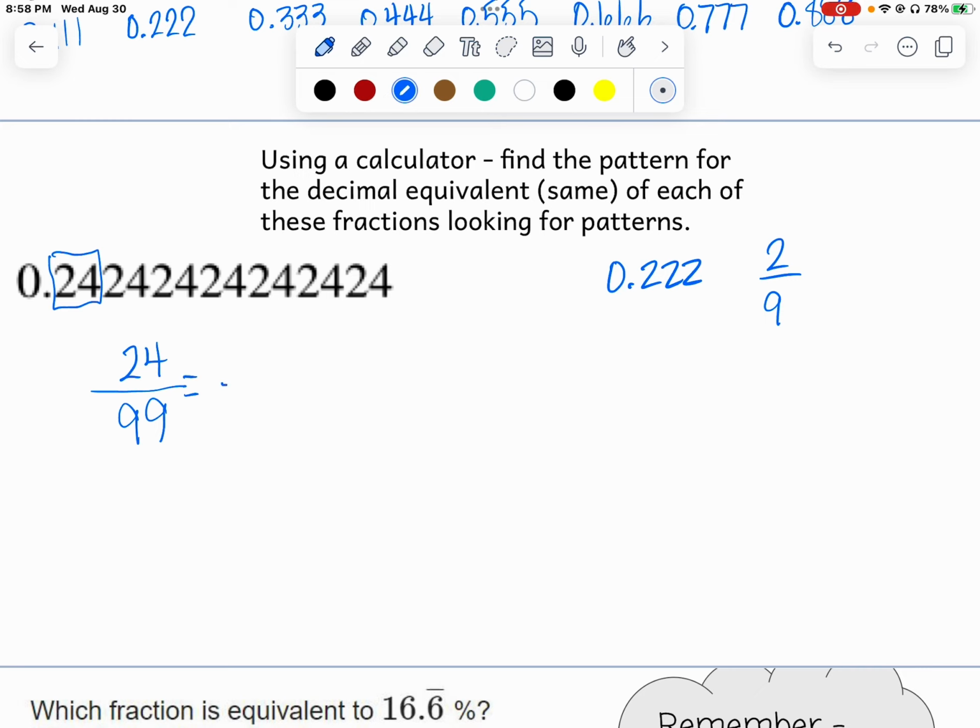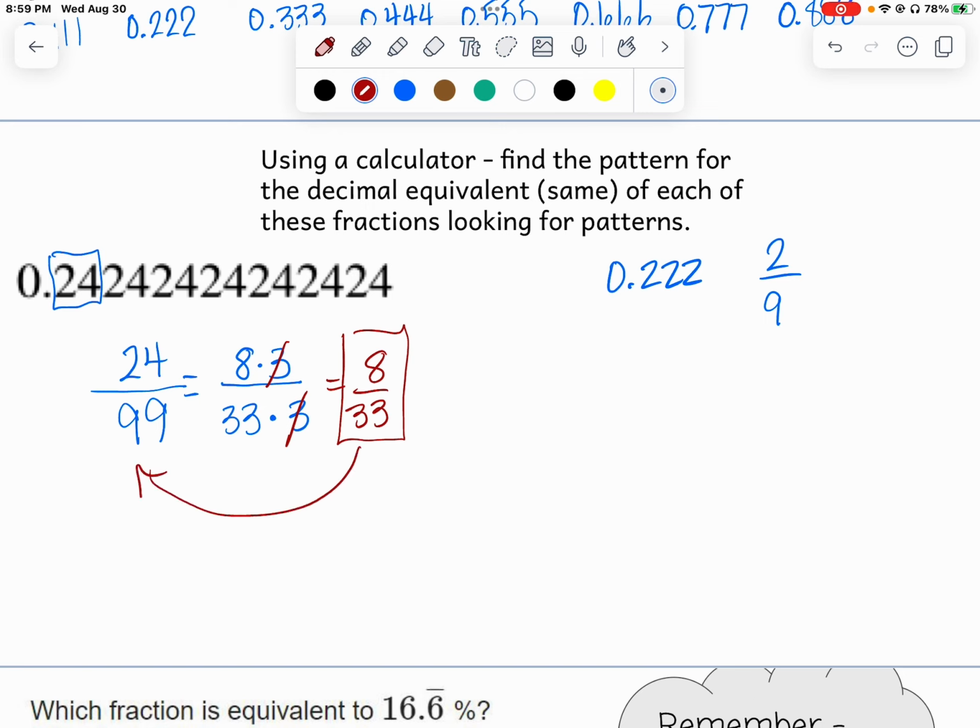And the reason why is because that fraction can be reduced. So think of factor pairs. I know 24 is 8 times 3, and I chose 3 because 2 doesn't work with 99. But if I think about 3 times what is 99? 3 times 33. Matching factors cancel, and it's 8 over 33. That's the fraction you will see. That's the pattern that you use.